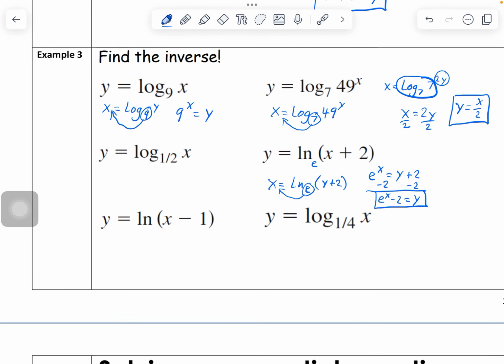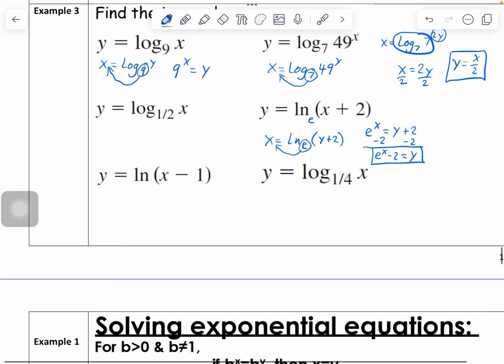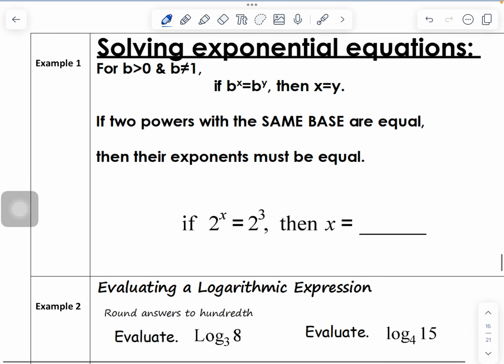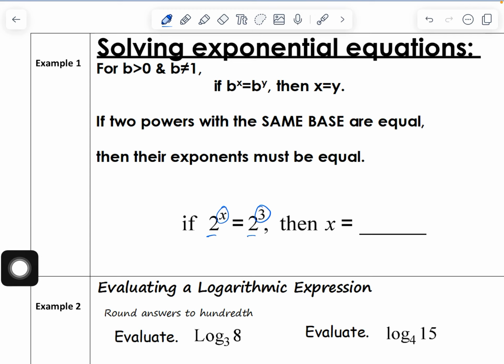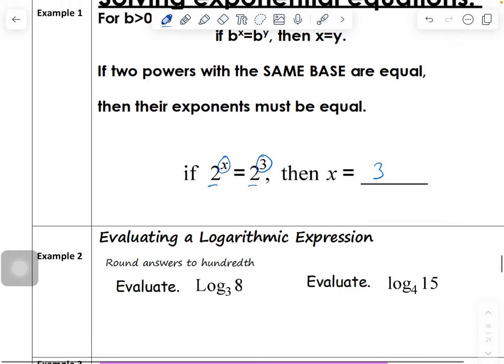Now we're going to move on to the solving aspect of this, which still has to practice the rewrite, like what we're doing here with the inverses. Okay, so solving exponential equations. If two powers with the same base are equal, then their exponents must be equal. We saw this up above too. This isn't really a new concept. You've practiced this a few times already. But just note that because the 2's are the same, then the exponents would be the same. So therefore x would have to equal 3. That's the only way to balance the equation.